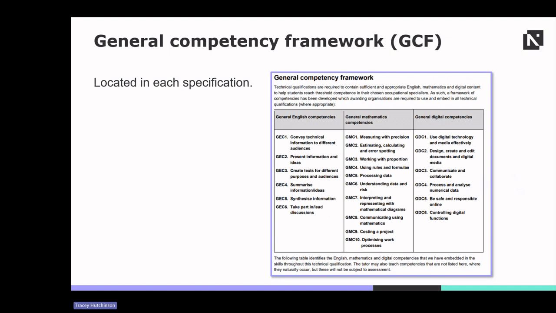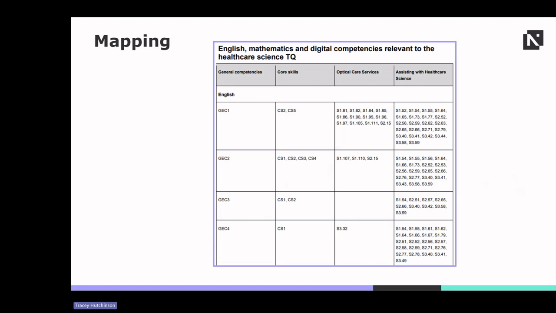The general competency framework applies to all T levels, and it can be found in your specification. These English, Maths and digital competencies are seen as fundamental for the vocational areas. You will also find in the specification a mapping document that maps the English, Maths and digital competencies to the core skills and to the skills in year 2.